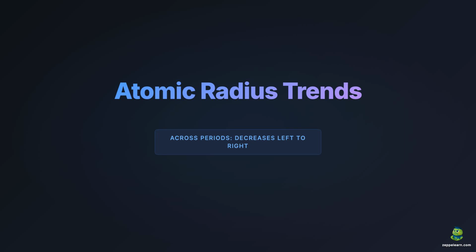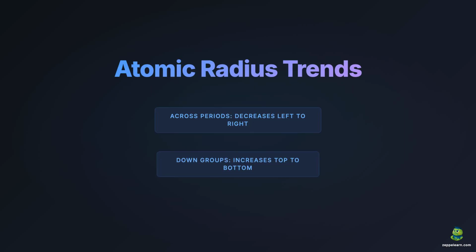As we move across a period from left to right, atomic radius decreases because increasing nuclear charge pulls electrons closer to the nucleus. As we move down a group, atomic radius increases because we're adding new electron shells, making atoms larger despite increased nuclear charge.